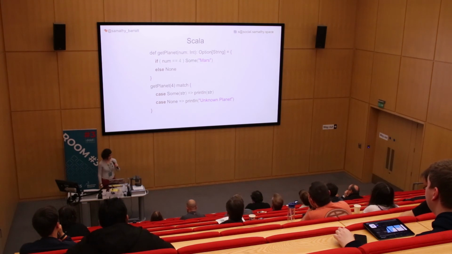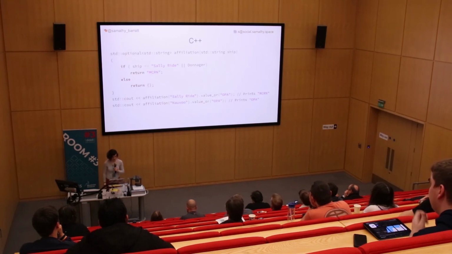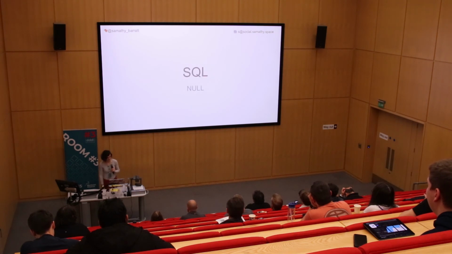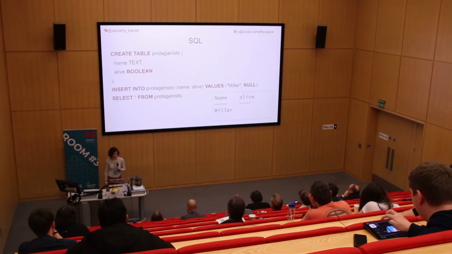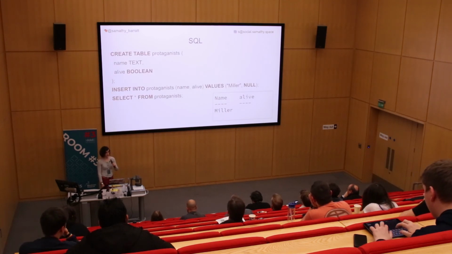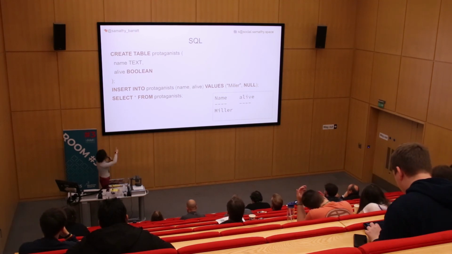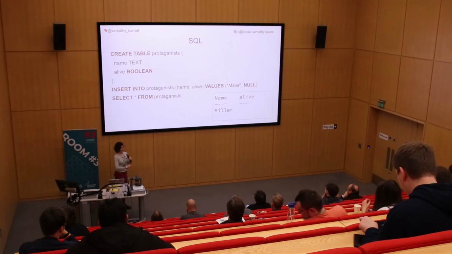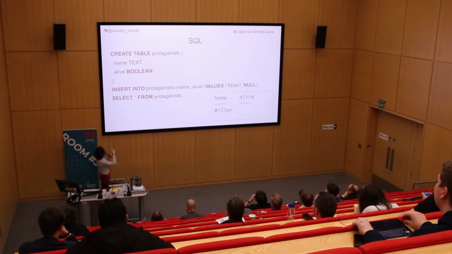Scala also has optionals. C++, I showed you that. Nullable types, sort of like optionals. The most popular one you will have heard of is SQL. Here we've got an example where I create a table with 2 columns. I put a record into that table with the values Miller and null. And you will recognize that the second column, alive, is a Boolean.